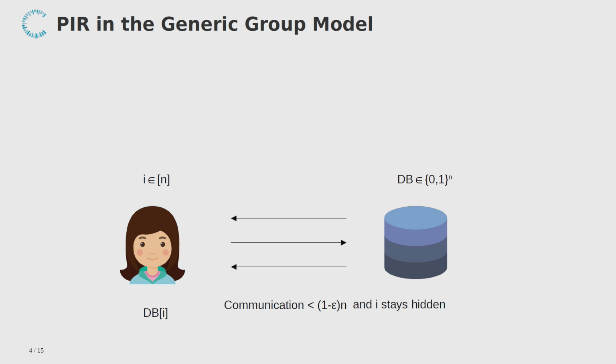So let's look at private information retrieval in the generic group model. Here are the two parties, they are interacting, and the communication is less than n, and the index i is hidden. And because it is in the generic group model, there's an oracle sitting up there, and it has a cryptographic group in mind.